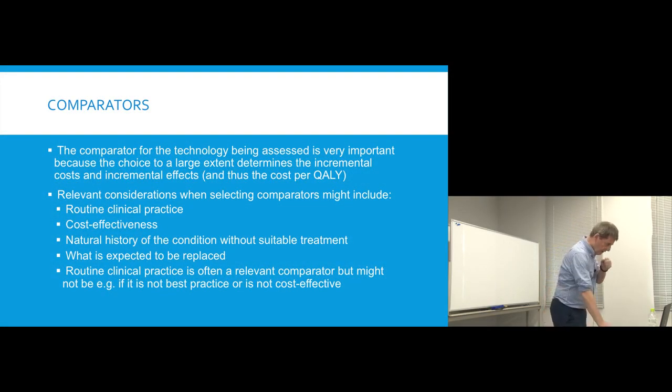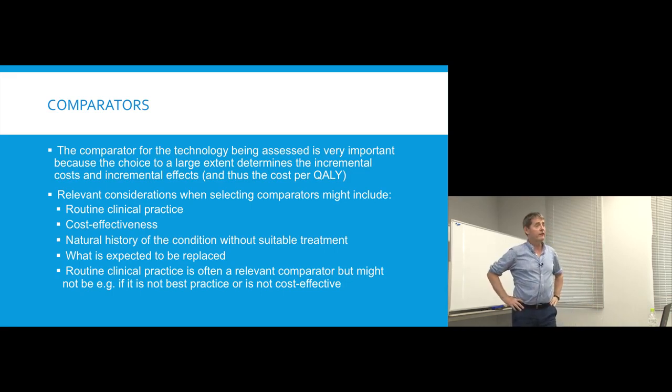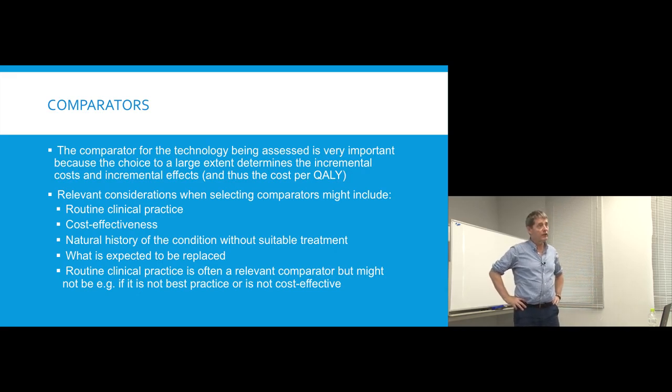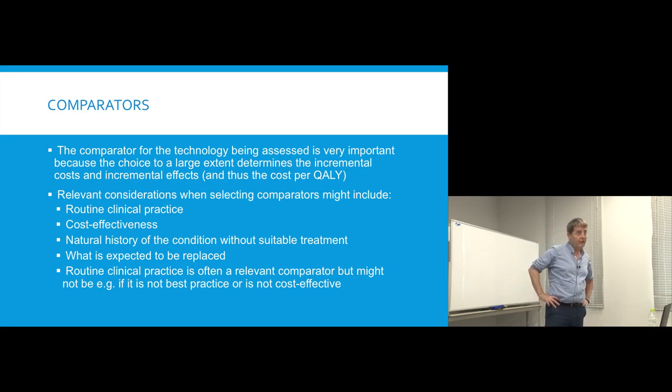So, comparators, a bit more about comparators. The comparator for the technology that's being assessed is very important. It's very important because depending on your comparator, this will to a large extent determine your incremental costs and your incremental benefits. Or in our case, incremental benefits might be the incremental qualities. The additional qualities you get, or quality adjusted life years, the additional quality adjusted life years you get from the intervention.